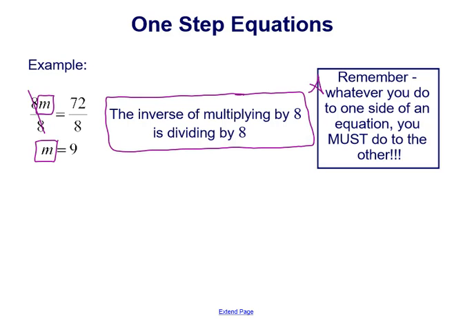But remember, whatever you do to one side of an equation, you must do to the other. So we also had to divide by 8 on the right side of the equation. So 72 divided by 8 gives us 9. So that's our solution, m equals 9.